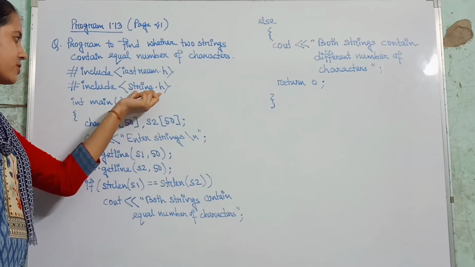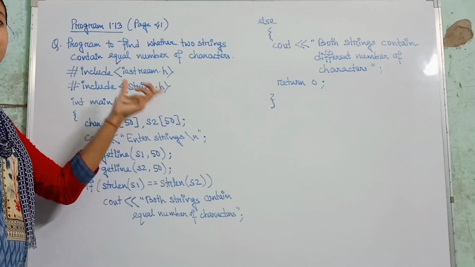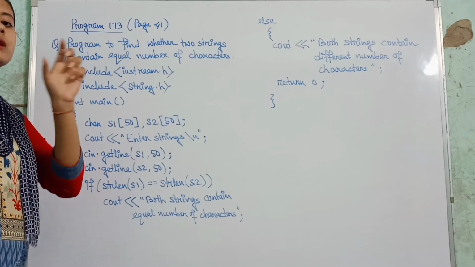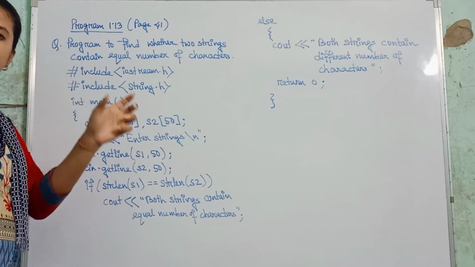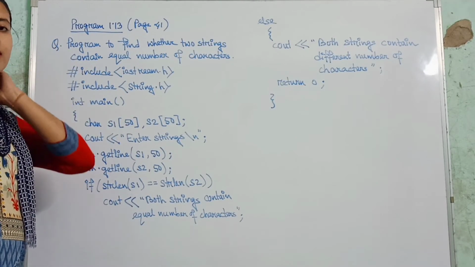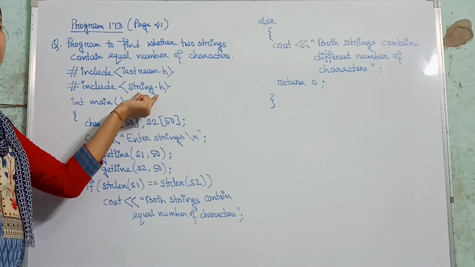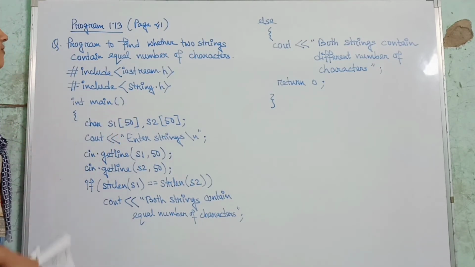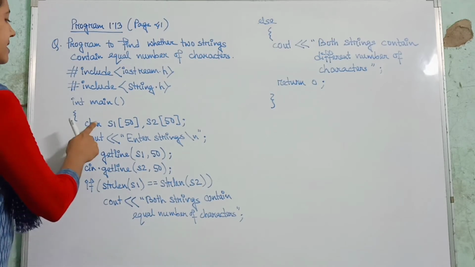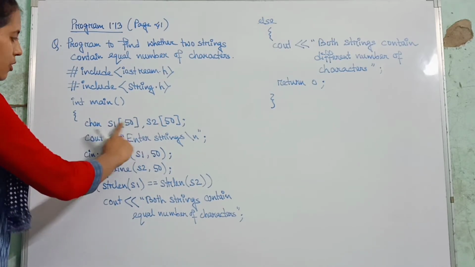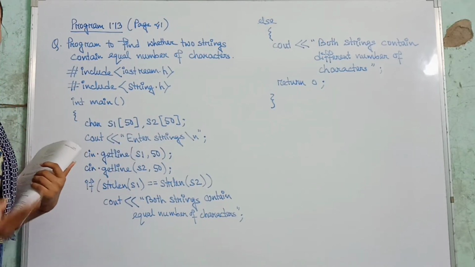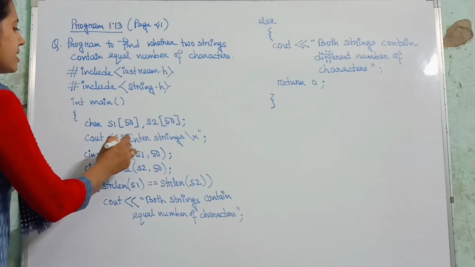We have used string.h because we have to count the number of characters inside both the strings. For this we require the function strlen, which is in string.h. Now you see we have taken two strings, char s1 and s2, both with size 50. You can take any other size also.